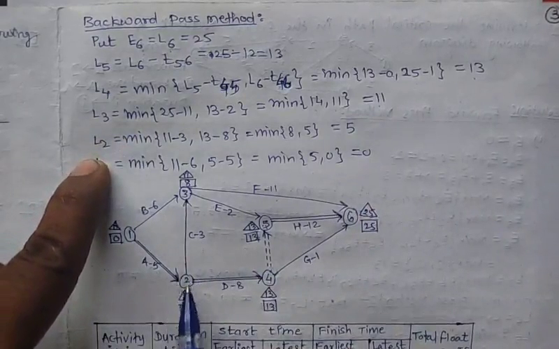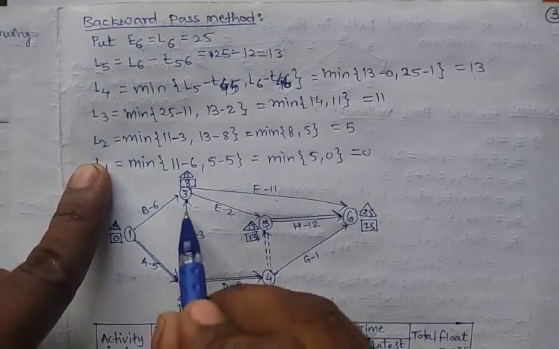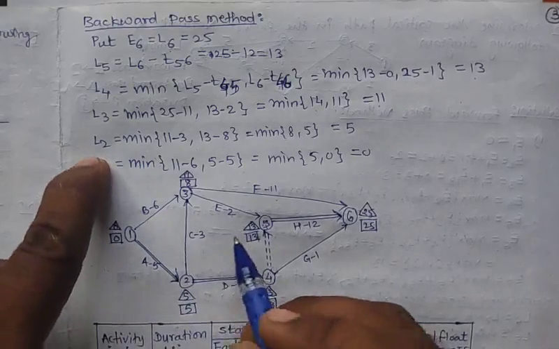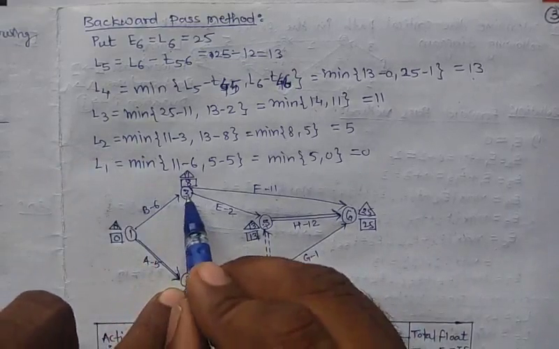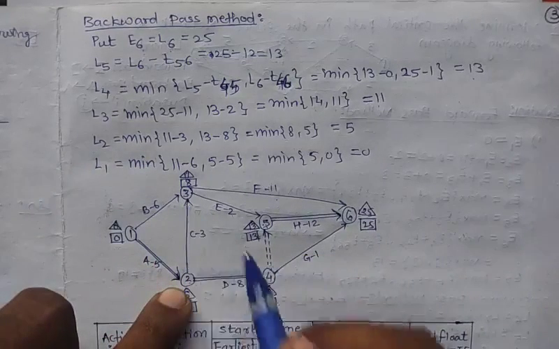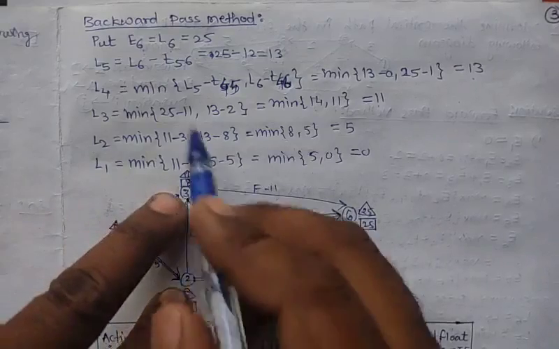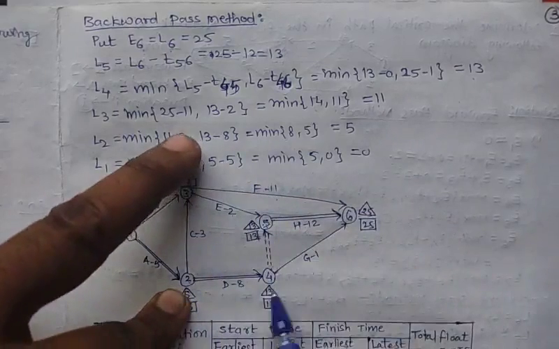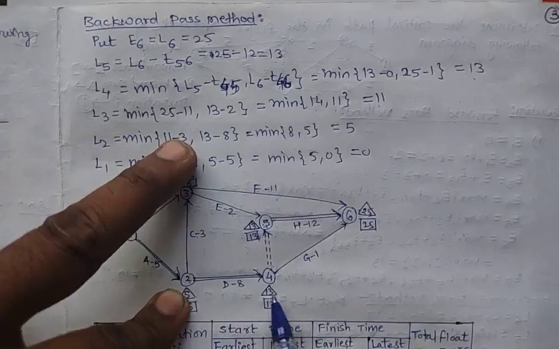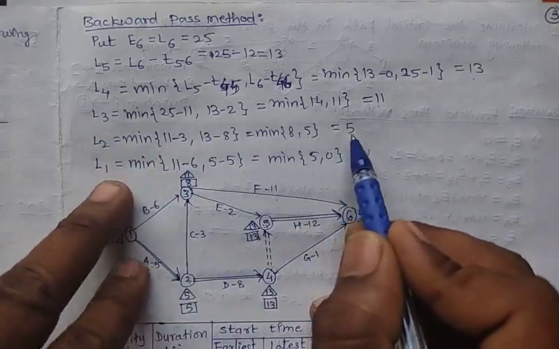So next calculate L2. From L2 there is two outgoing arrows. Now to calculate this, L2 is equal to L3 minus T23 and L4 minus T24. So L3 has value 11 minus this distance 3 and L4 is 13 minus this distance 8. So minimum among that will be 5.